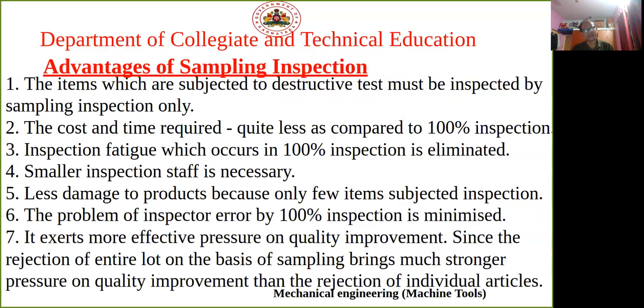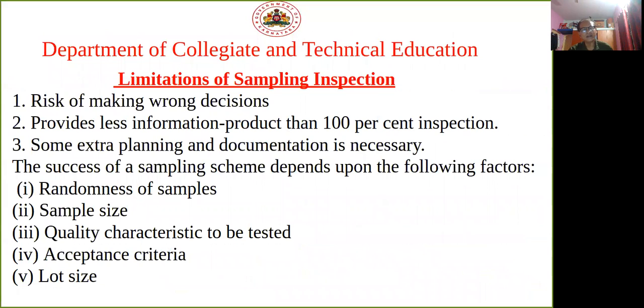A smaller inspection staff is required because it is mass production. Wherever we use acceptance sampling, the staff required is less, and there is less damage to the products. The problem of inspector errors can be reduced, as it occurs in 100% inspection. It exerts more effective pressure on quality improvement. The limitations are the risk of making a wrong decision, and less information about the product as compared to 100% inspection. Some extra planning and documentation is required. Those are the disadvantages.